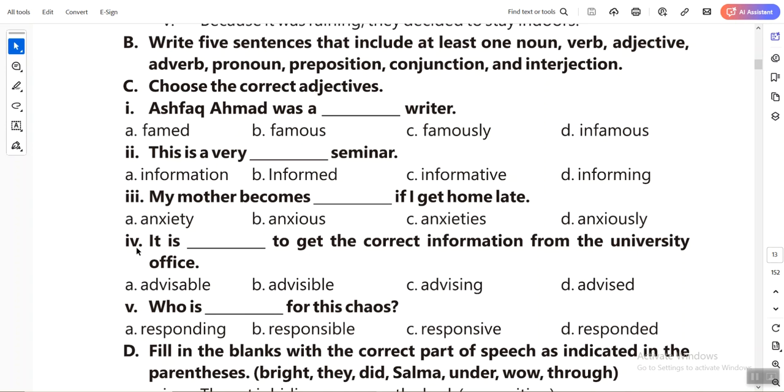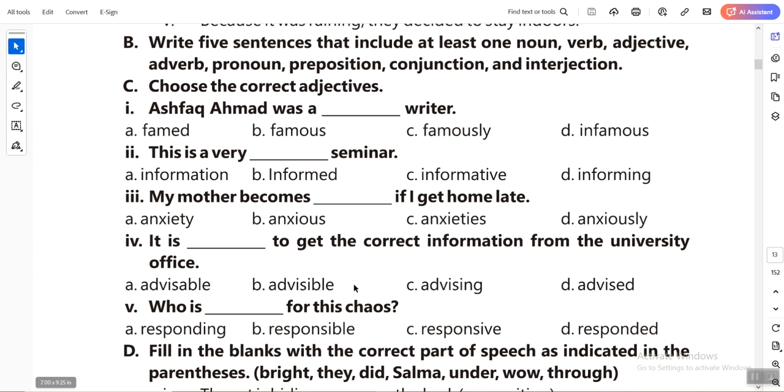Then we come to 4th sentence. It is dash to get the correct information from the university office. It is advisable. So the very first option is the answer, advisable. The other options are advising or advised, but the right answer is advisable. 5th sentence, who is dash for this chaos? You have 4 options: responding, responsible, responsive and responded. So the answer is who is responsible for this chaos.